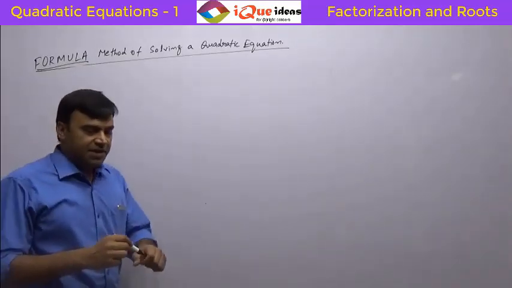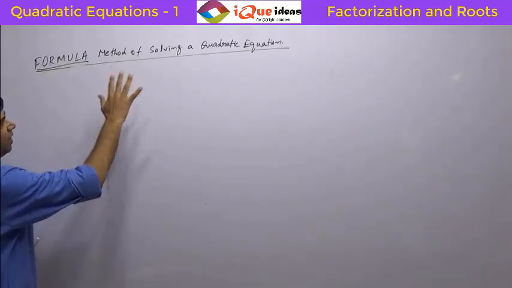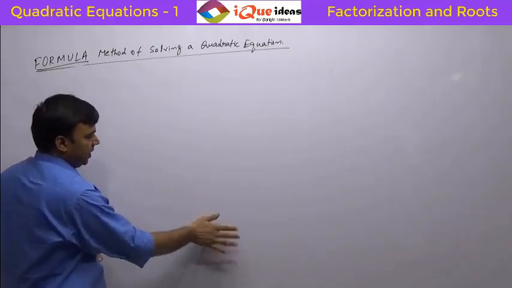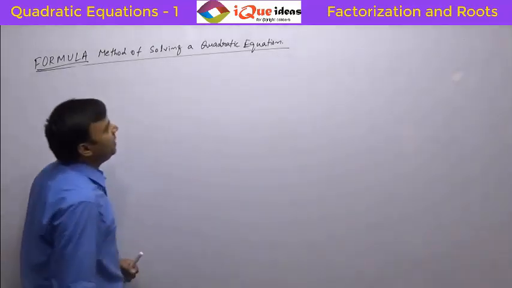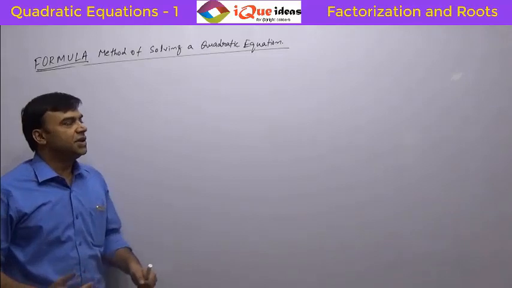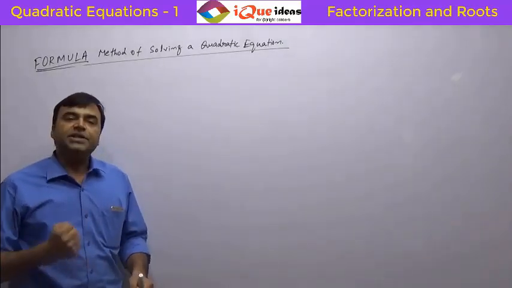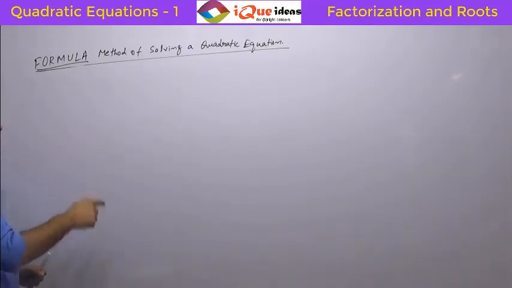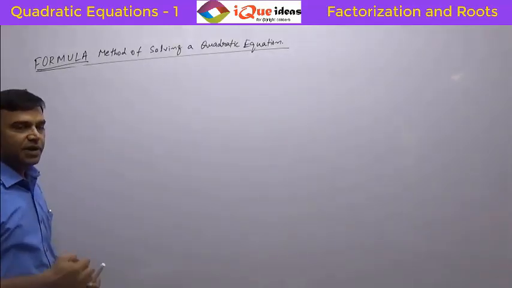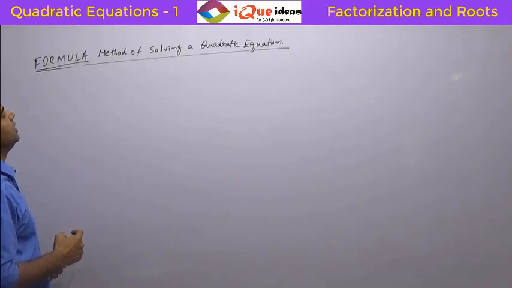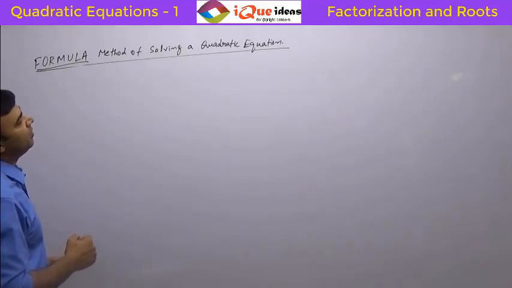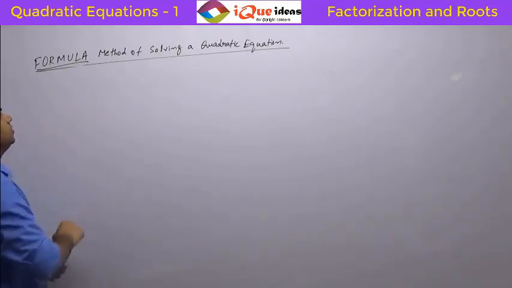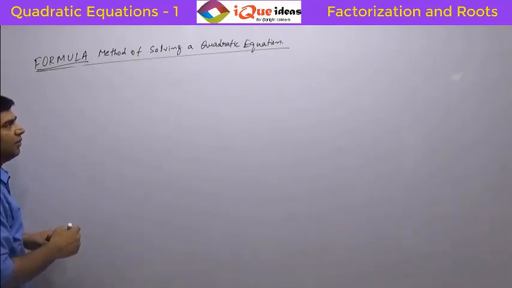Alright, now we will take up the formula method of solving a quadratic equation. The formula method will be useful in those situations where factorization is not possible. Earlier we saw that there was a condition, right? If the condition is not fulfilled, that means we cannot factorize. So when you are not able to factorize a given equation, then you should use the formula method. Let's understand what the formula method is.